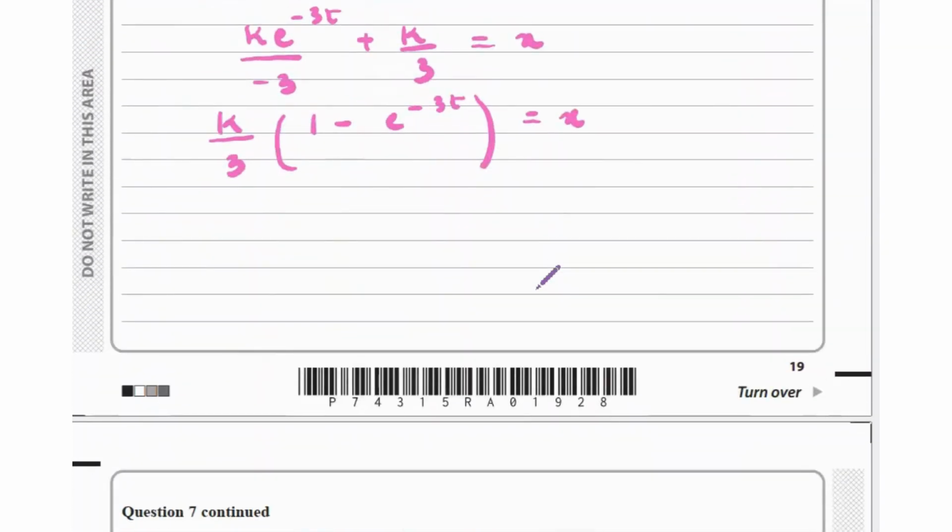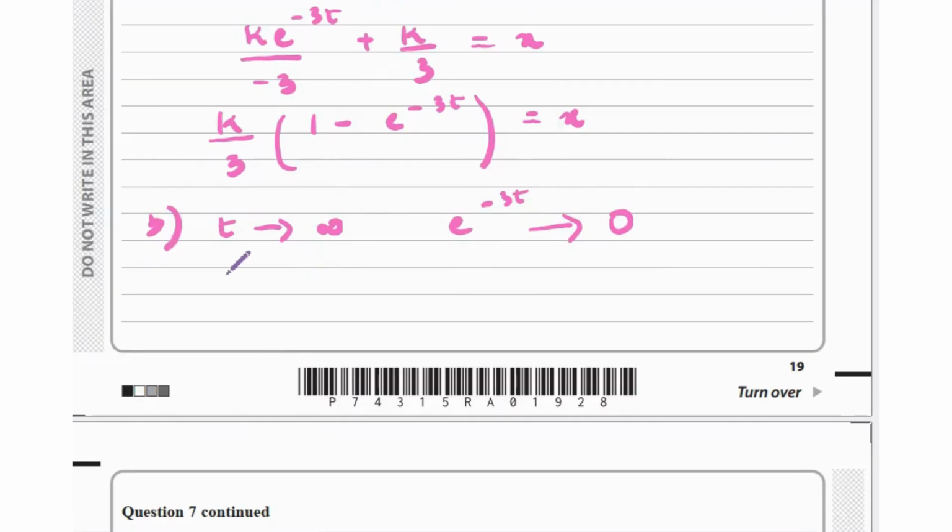So if in the long term it approaches 7 amps, time can be anything. It's infinity because it's long term. So what we're going to do is assume that time is approaching infinity. If it's approaching infinity, that means the exponential function, e to the power of negative 3t, is also approaching 0.